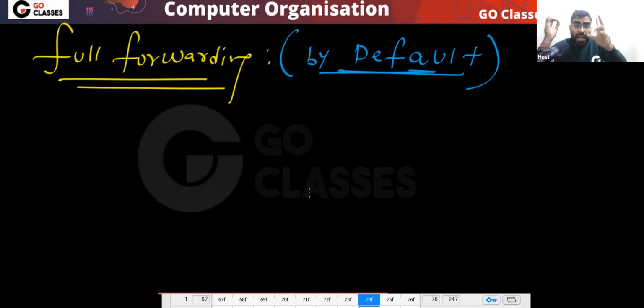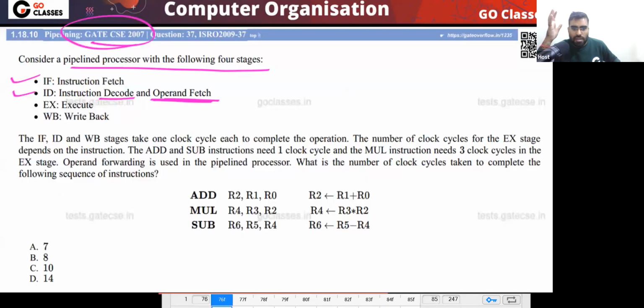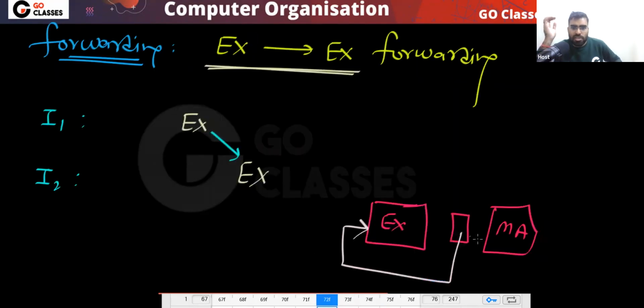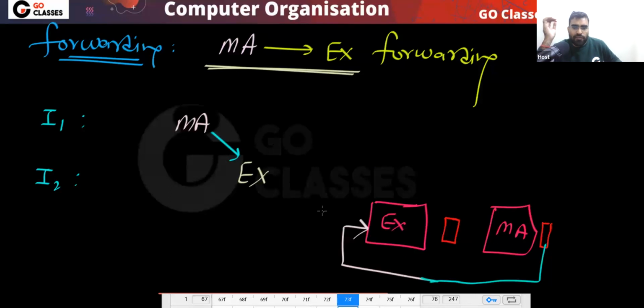What does this mean? Sometimes the information is not given to you about which type of forwarding we are using by default. If they do not mention in the question from where to where forwarding is used, then for every type of forwarding we need to change the hardware. Do you agree? If I want to create forwarding from execution stage to execution stage, I need to change the hardware and make this connection. If I want this forwarding from MA to EX, I need to change the hardware and make this connection.